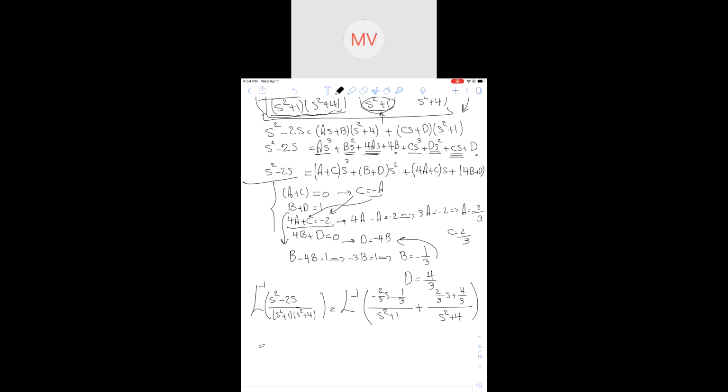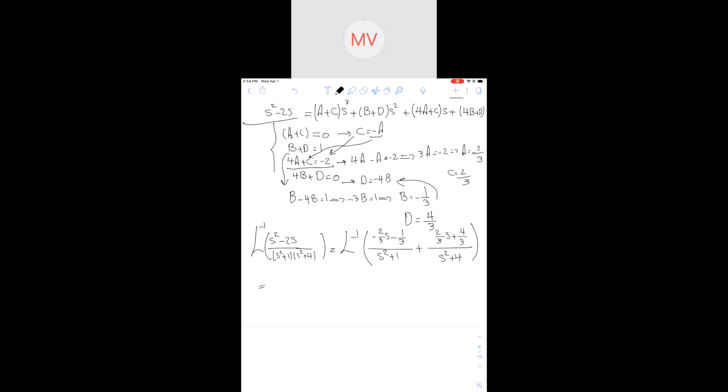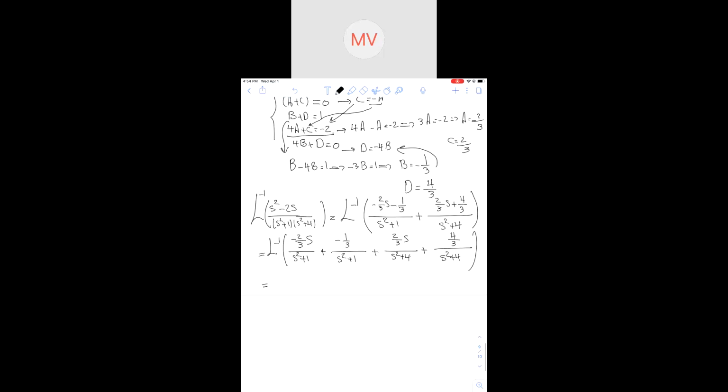Okay. Now I can break this down to 4 fractions. So it's Laplace inverse of negative 2/3 s over s squared plus 1, plus negative 1/3 over s squared plus 1. Let me write down all details. 2/3 s over s squared plus 4, 4/3 over s squared plus 4. You can pull out the constants. So first one is Laplace inverse. Oops, I am saying pull out the constants and I don't.